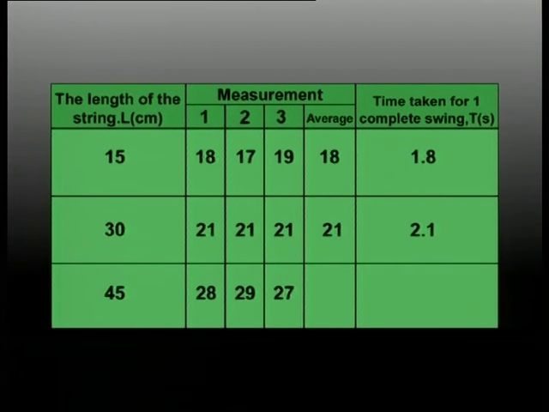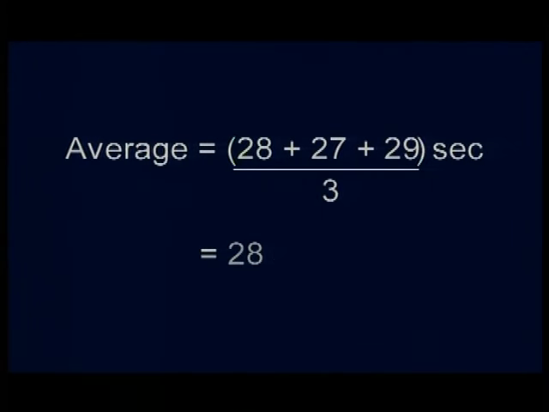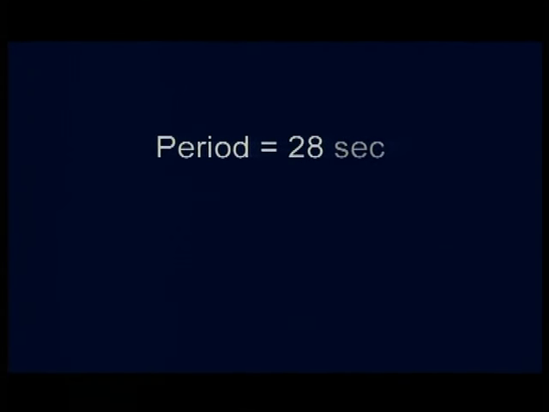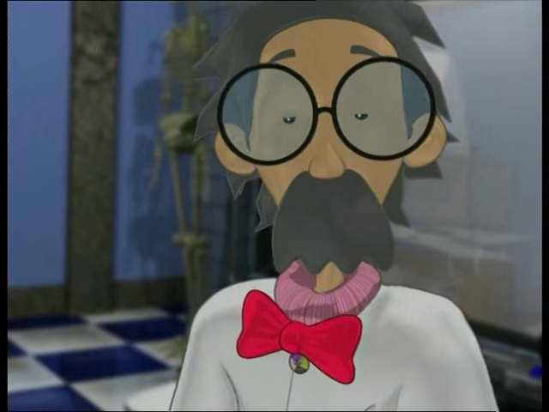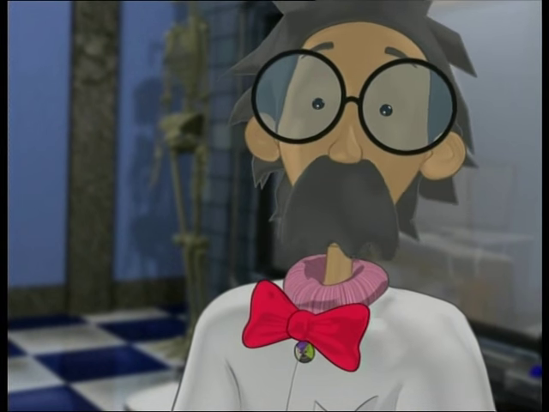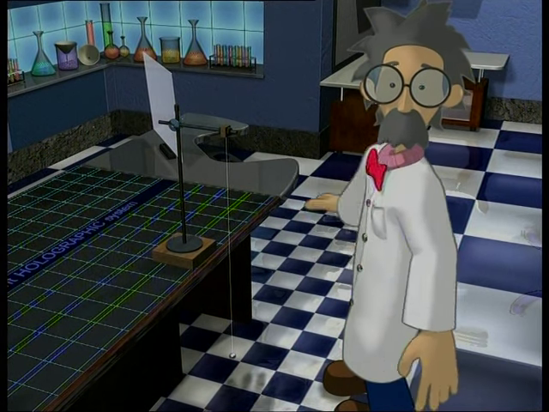The average time taken for the 45 centimeter pendulum to complete 10 oscillations is 28 seconds. This means that the period of an oscillation for this pendulum is 2.8 seconds. That's interesting, isn't it? What do you think will happen if we use, say, a 10 centimeter pendulum or perhaps a 100 centimeter pendulum?